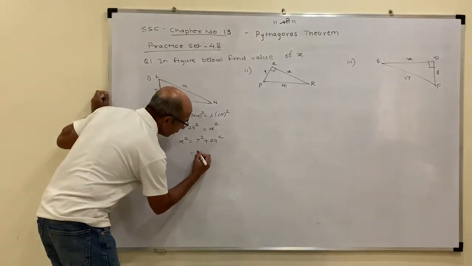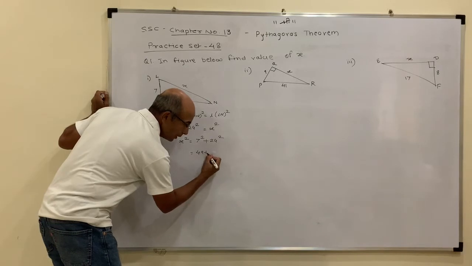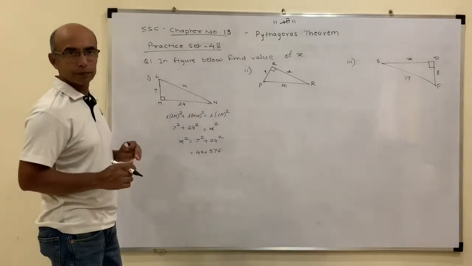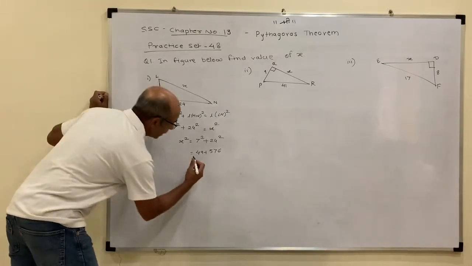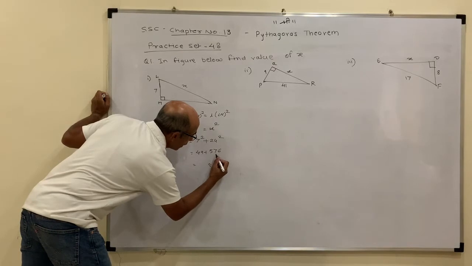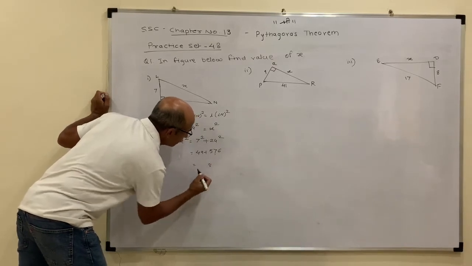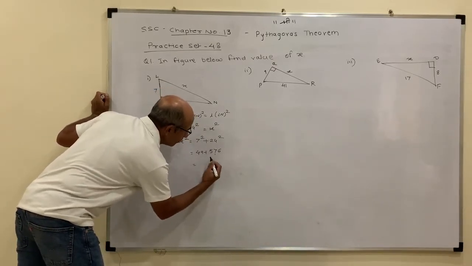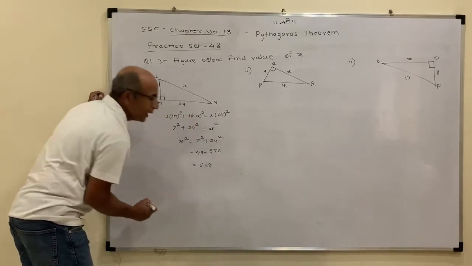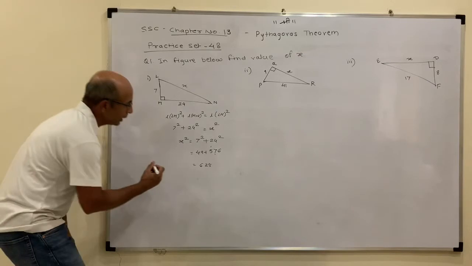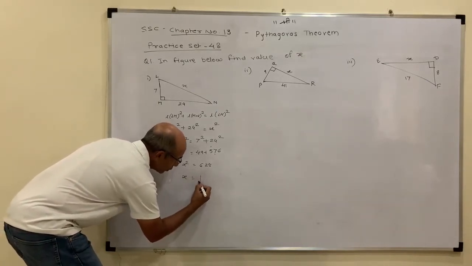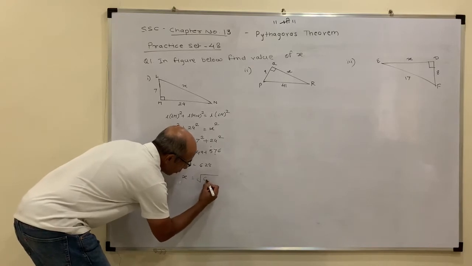That's 49 plus 576, which is the square of 24. So it comes out to be 625. 625 is equal to x square. So x is equal to square root of 625.